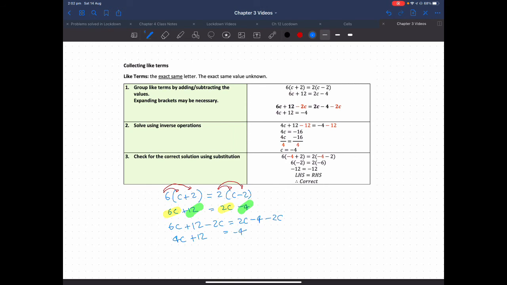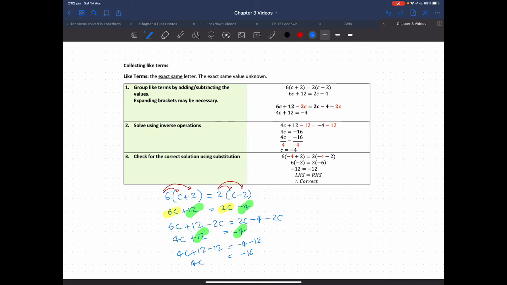So now it's going to be a case of collecting my like terms where they are just numbers. I want to get the 4c by itself, so I'm going to subtract 12 from both sides. 4c plus 12 minus 12 equals negative 4 minus 12. 12 minus 12 is 0, so it's gone. Minus 4 minus 12 is minus 16. So I now have 4c equals negative 16.